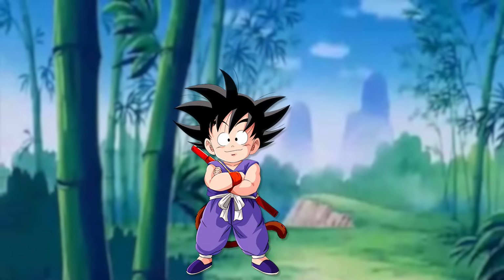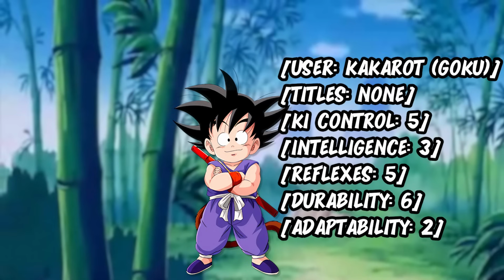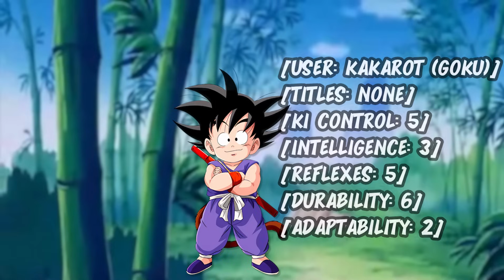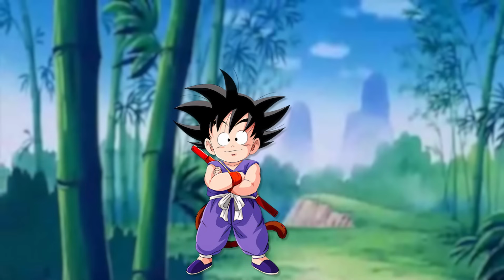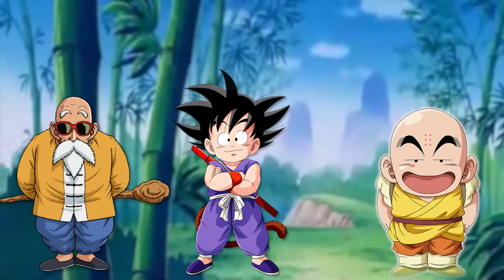Just for your information, these are Goku's stats now. User Kakarot (Goku). Titles none, Ki Control 5, Intelligence 3, Reflexes 5, Durability 6, Adaptability 2. This saga ends, but Goku then starts training under Master Roshi with Krillin. When Master Roshi tries to time Goku, he zips across the 100-meter distance in a flash.